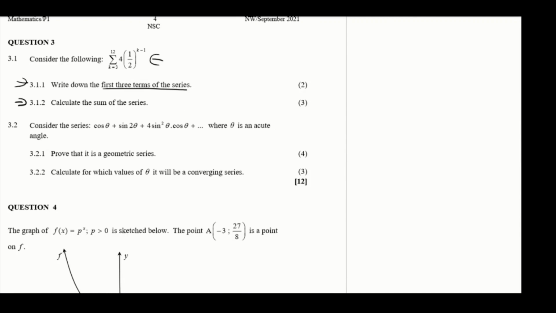3.1.2 says calculate the sum of the series. The first thing we need to do is identify the values we found in 3.1.1, which are our first 3 terms of the series, and define whether the series is arithmetic or geometric. Then we can use the formula of that series to find the sum. Remember that the first 3 terms were 1, 1 over 2 and 1 over 4.